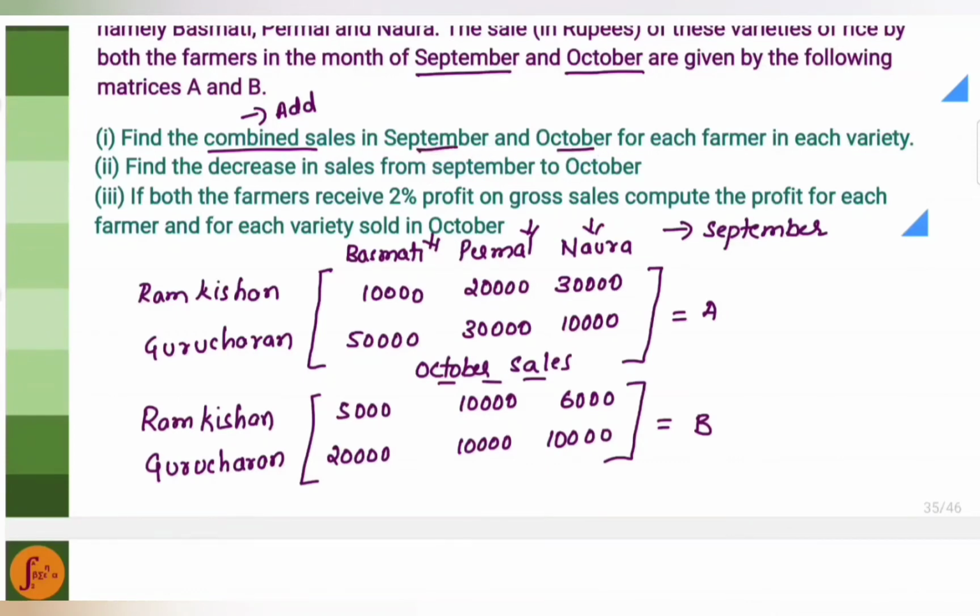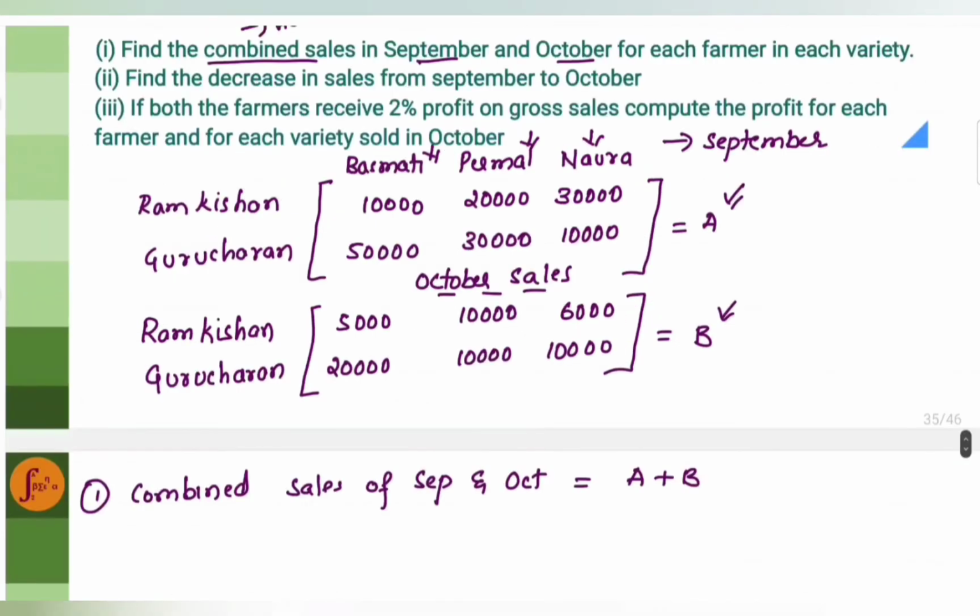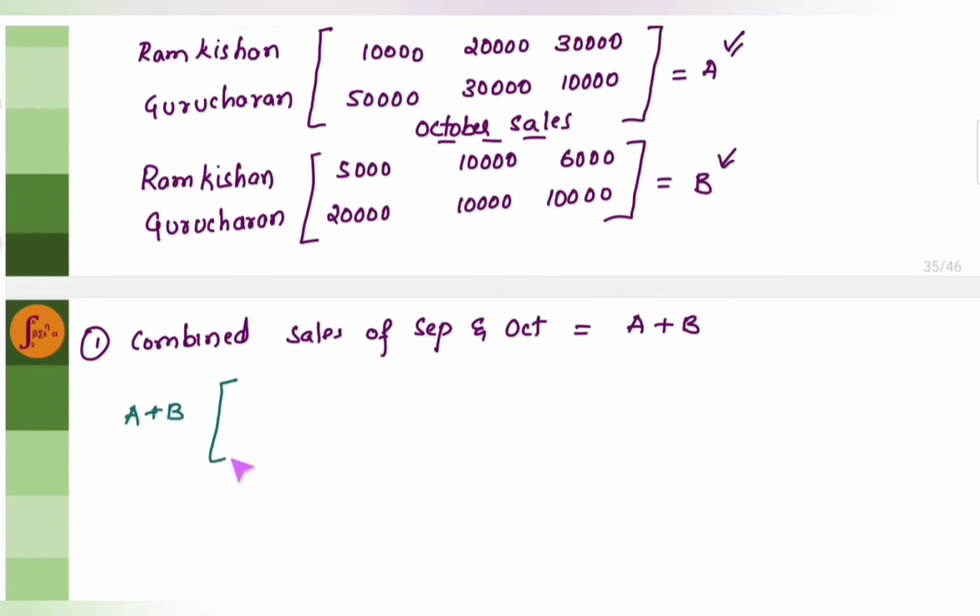So what we will have to do, matrix A is September sales. Matrix B is October sales, right? So we'll add A plus B. So the combined sales of September and October is nothing but A plus B. So we add these two matrices. A plus B is add this.